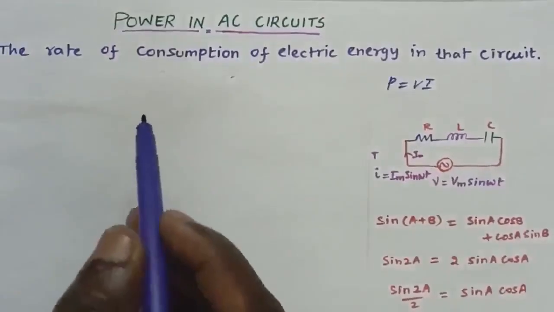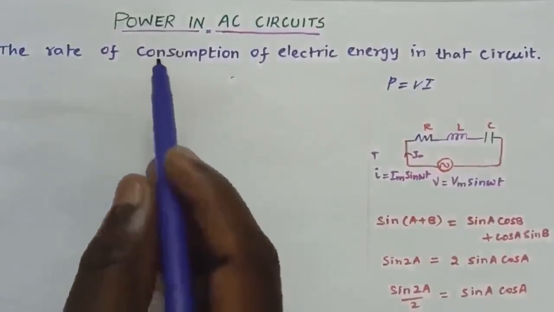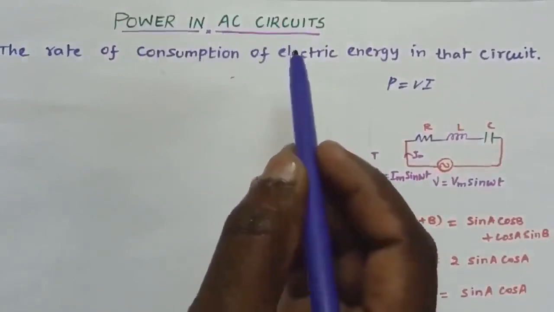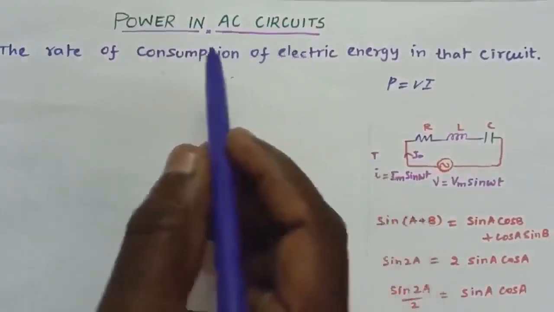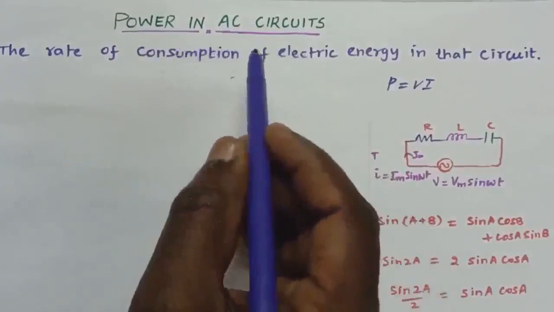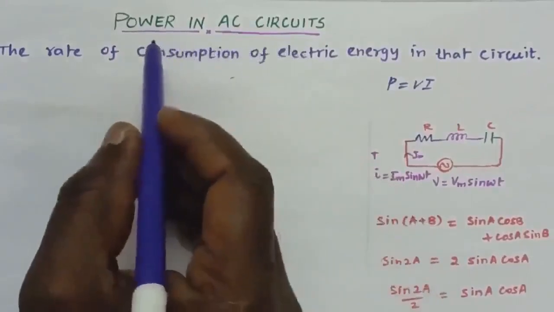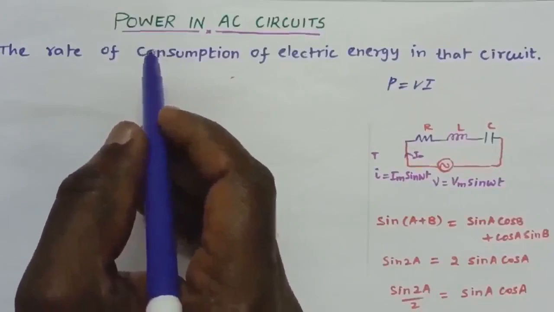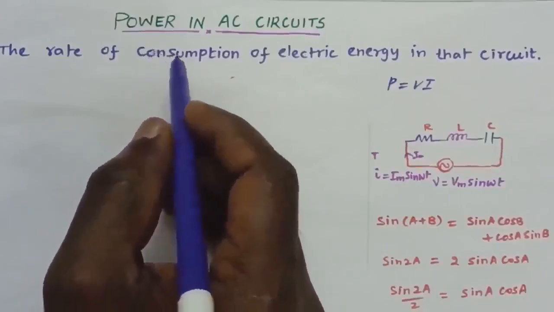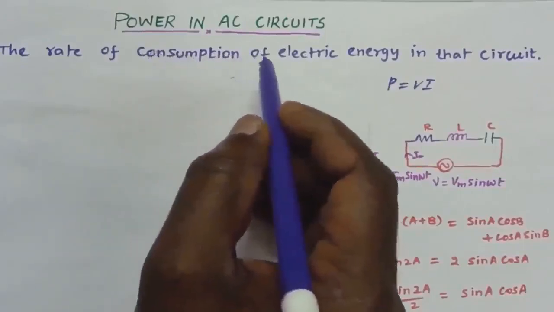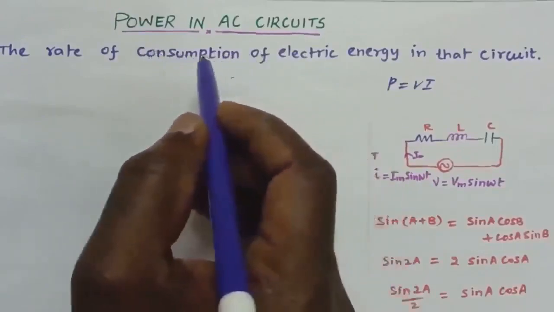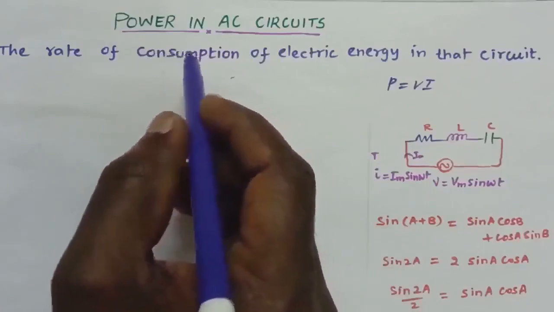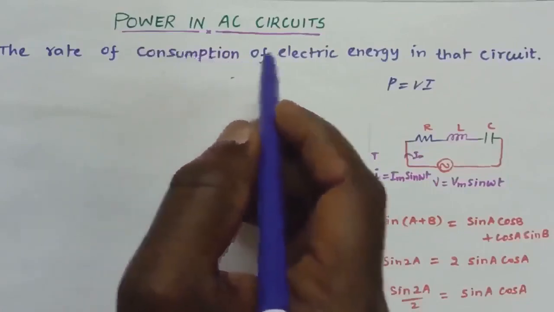Let's now talk about power in AC circuit. It is an important 5-mark question. Power in AC circuit. Already you know the power. Now tell me, define power. The rate of consumption of electrical energy in the circuit. So this is the definition of power.